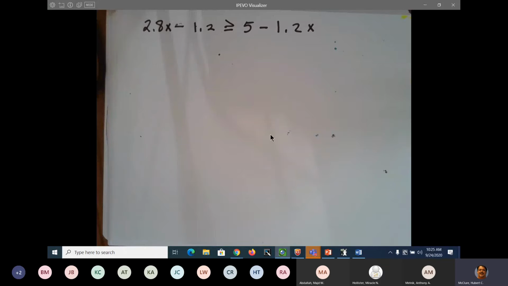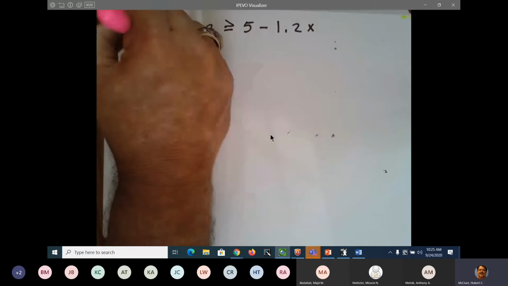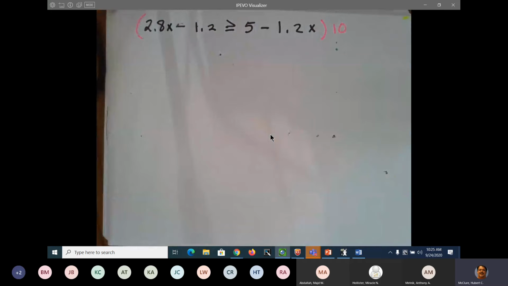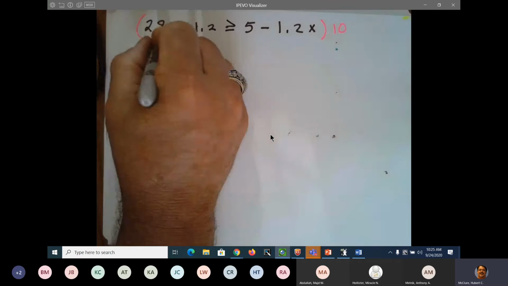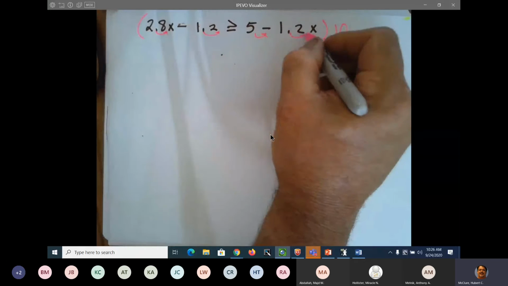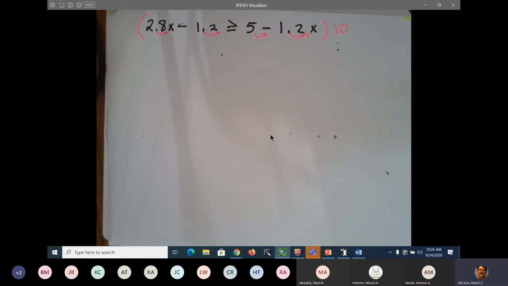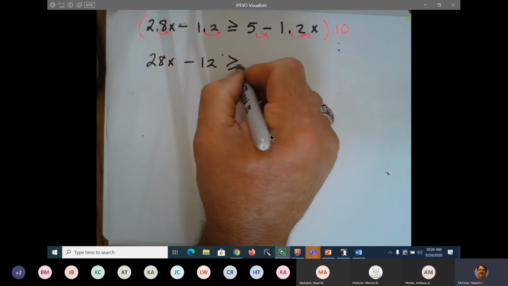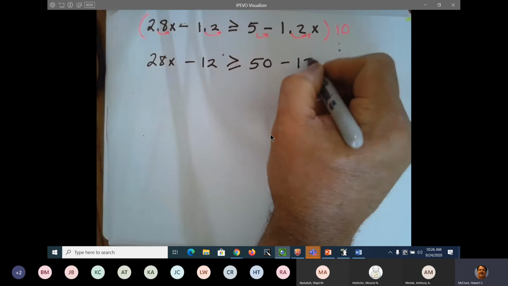I'm going to clear the decimals, Hubert. That's right, class. I don't want to work with decimals because then I'd have to rely on the little idiot box. So I'm going to multiply by 10, and that's going to move this one, and this one, and this one, and this one. And that will give me 28x minus 12 is greater than or equal to 50 minus 12x.